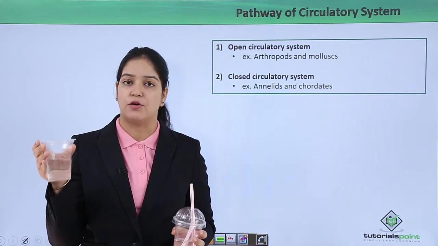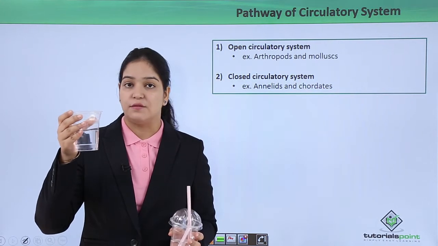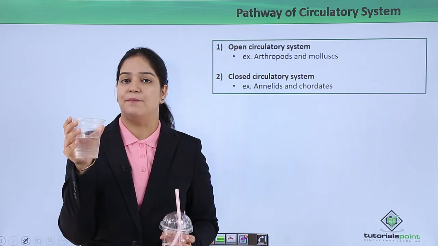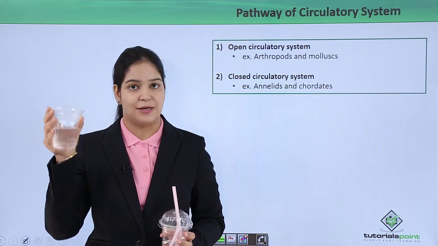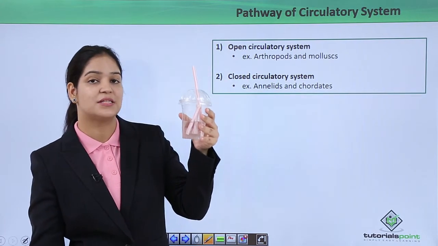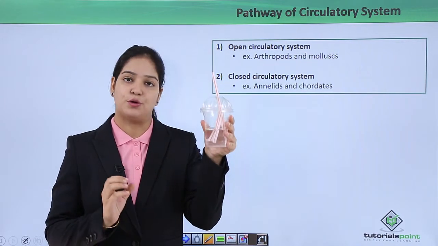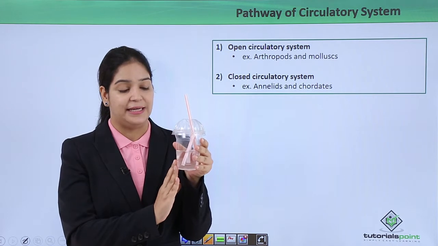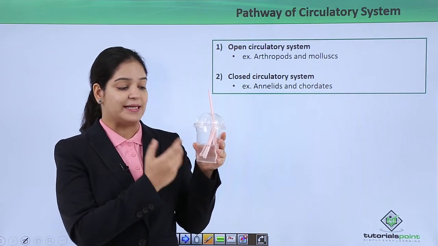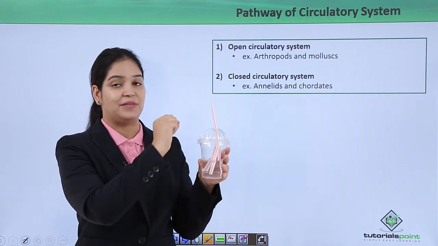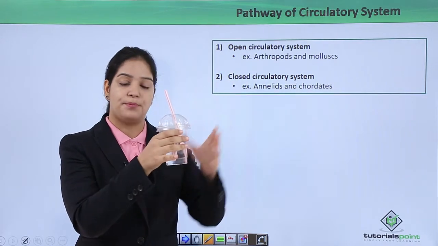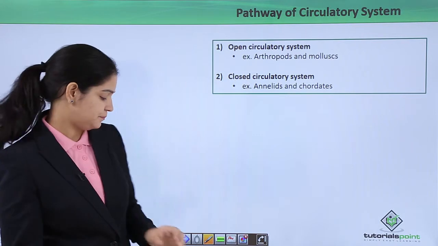There is no network of capillary. Fluid is flowing freely in the tumbler. This is the best example to show the open circulatory system. This shows a well-developed closed circulatory system because here fluid is not flowing freely. It is flowing through the small pipe, then the larger pipe and coming to my mouth, and it's a proper closed system.